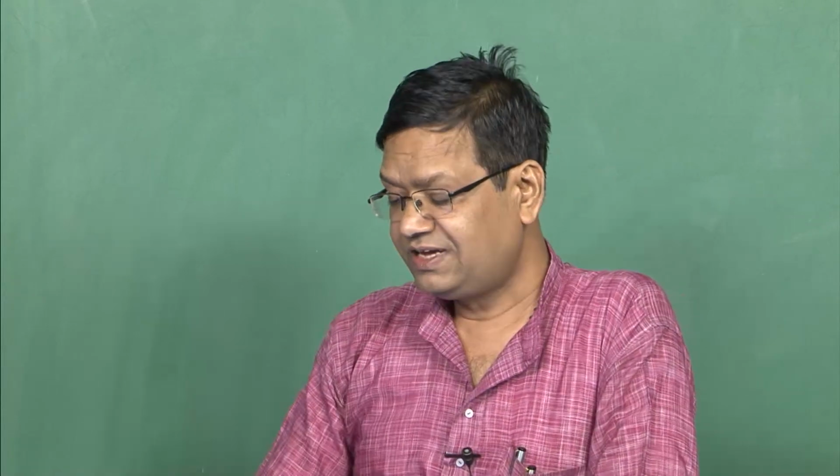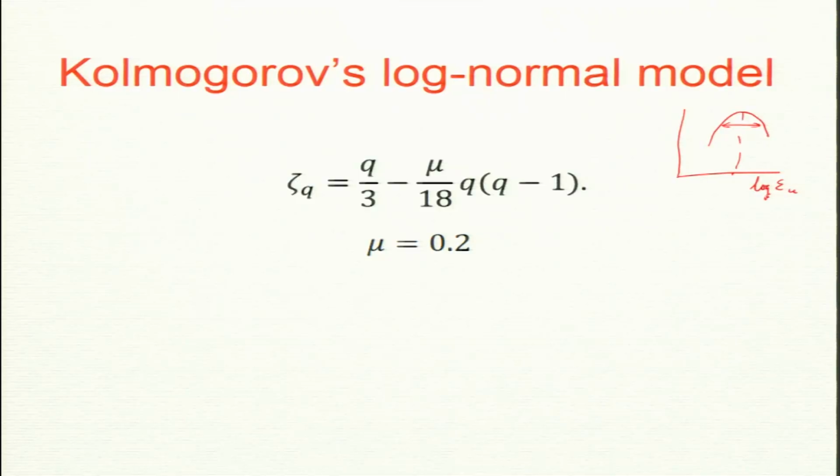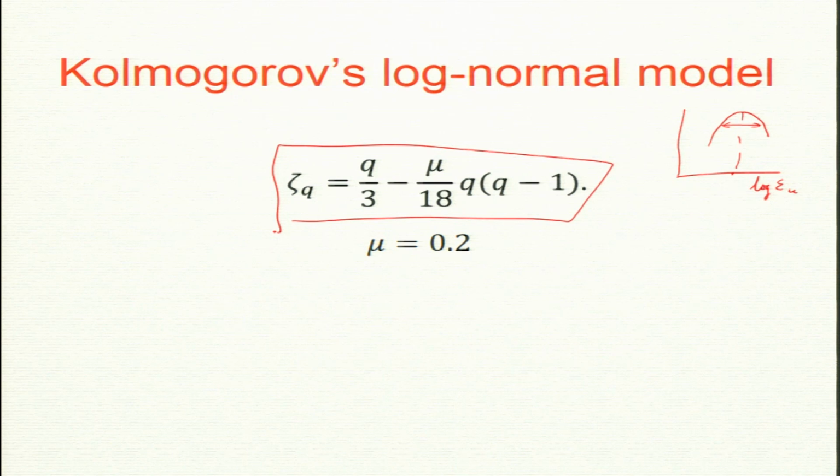But log normal means if I take the log on the x axis, log epsilon u, then it is normal. So, instead of taking epsilon u, we take the log of epsilon u, and it turns out it is Gaussian. That is a log normal distribution, and Kolmogorov argued why it is so. He postulated a formula, from which zeta q comes in this form, and the data fits okay with mu equal to 0.2. So, mu is a free parameter here.